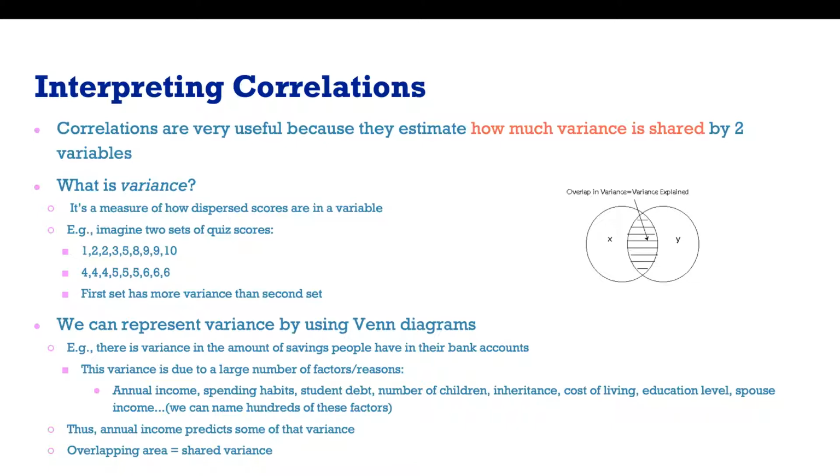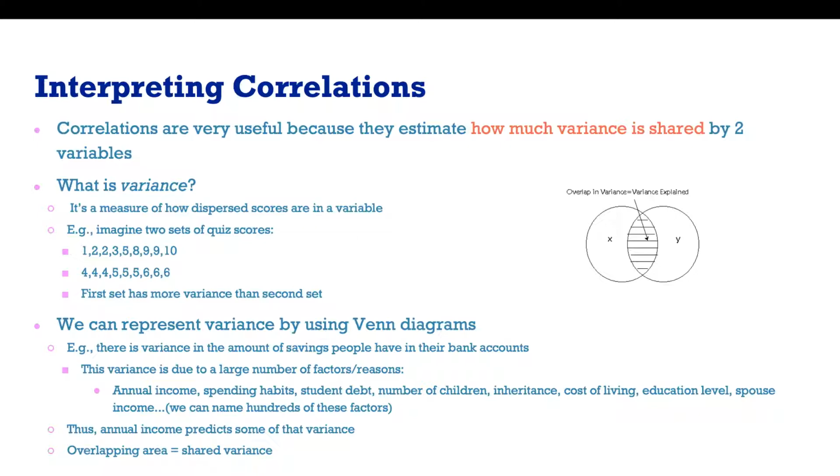So when we are interpreting correlations, what we're asking is how much variance is shared by two variables. Now remember, variance is a measure of how dispersed scores are. So imagine you have two sets of quiz scores. We have a 1, 2, 2, 3, 5, 8, 9, 9, 10, and it has an average of 5. And a 4, 4, 4, 5, 5, 5, 6, 6, 6, also with an average of 5. The first set has more variance, right? Because those scores are more dispersed than the second set.